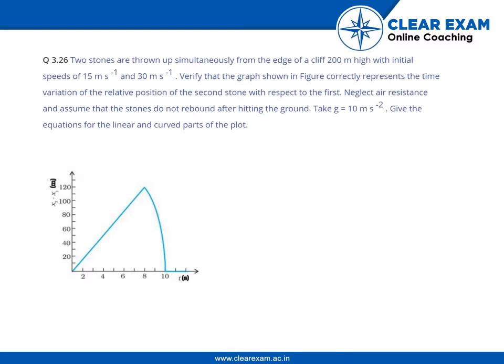Let us go through the question. Two stones are thrown up simultaneously from the edge of a cliff 200 meter high with initial speeds of 15 meter per second and 30 meter per second.